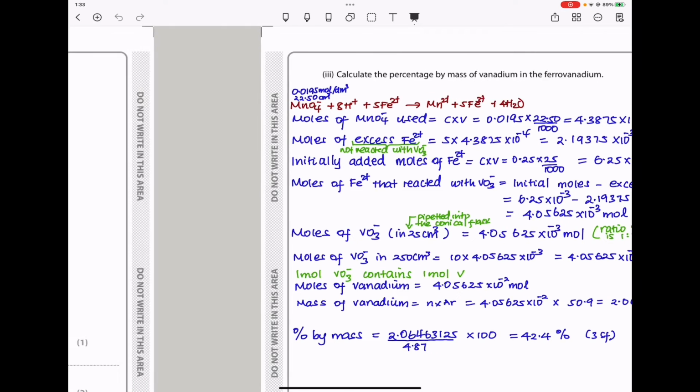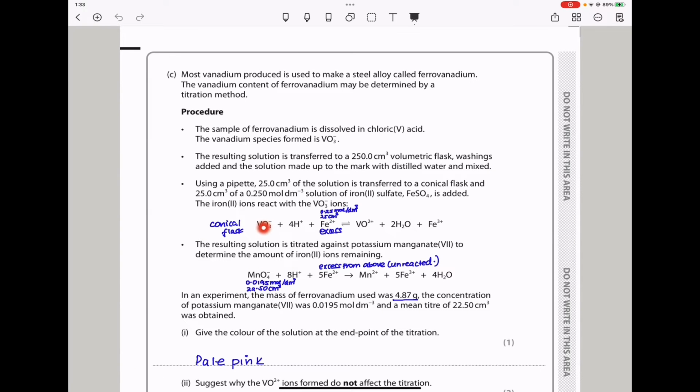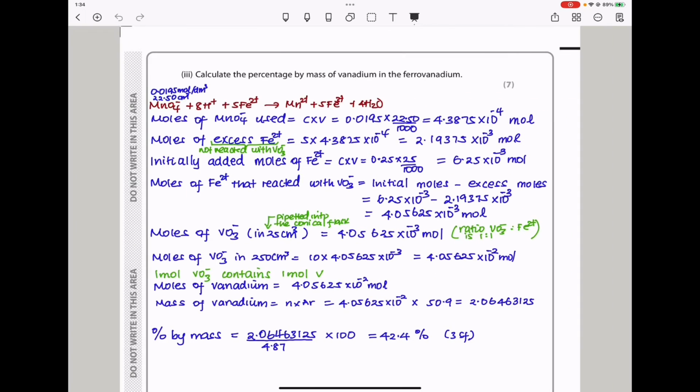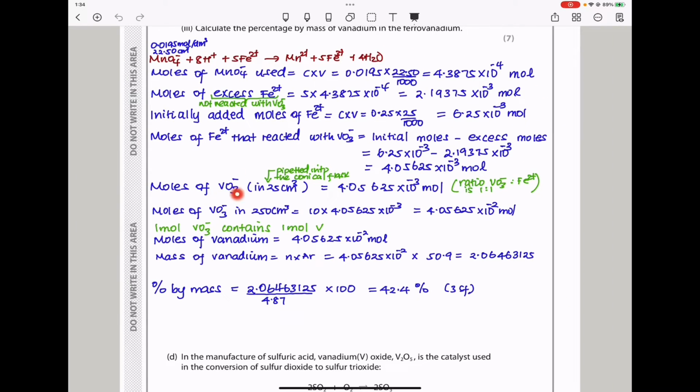So we go back to the equation and we can see the mole ratio is going to be 1 to 1. So that means the moles of iron are going to equal to the moles of this in the 25, which is that. So the moles of this in the 250 are going to be that times 10, giving us that. 1 mole of that contains 1 mole of vanadium. So it means the number of moles of vanadium are exactly that in the 250. So the mass of vanadium is number of moles times atomic mass, giving us that. So this is going to be the mass.